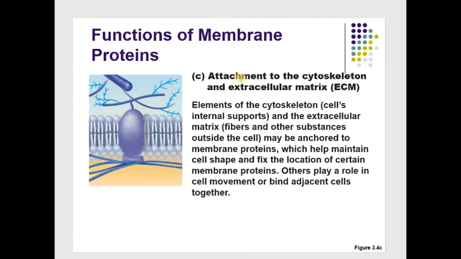Okay. We also have attachments to the cytoskeleton and extracellular matrix. The extracellular matrix is all of the stuff on the outside of the cell. We need to make sure that our cells can attach to the exterior environment and anchor when needed. If we didn't have anchoring proteins in our skin, they wouldn't be attached to anything, and you could literally peel off our skin, and that would be gross.